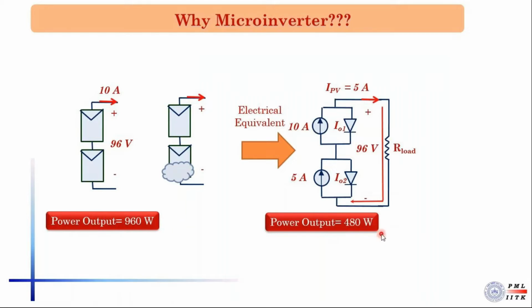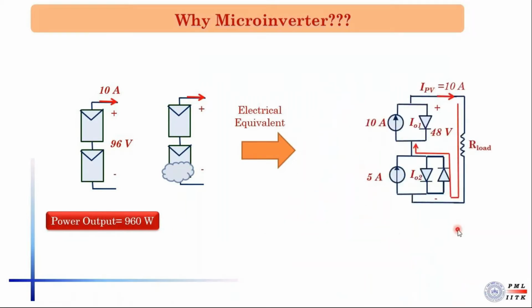Now, generally what is done, a bypass diode is connected across the shaded panel to bypass the current of the unshaded panel. So here the output current becomes 10 ampere, but what in turn happens here, the voltage of this shaded panel becomes zero due to this bypass diode. So the output voltage of the PV panel becomes 48 volt. So here also the power output becomes 480 watt. That is half of the case where none of the panels was shaded. So this is why series connection of PV panels in residential rooftop system is avoided.